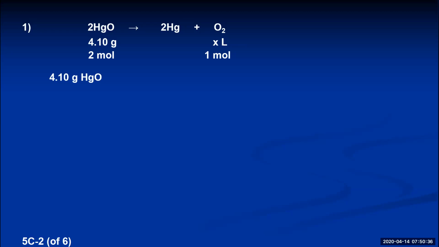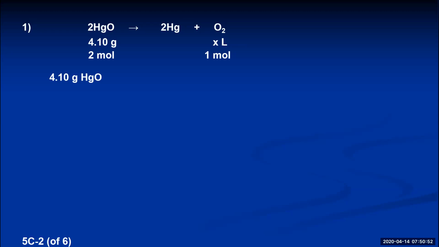The molar mass of mercury(II) oxide will be the sum of 1 mole of mercury, 200.6 grams per mole, and 1 mole of oxygen, 16.00 grams per mole, giving 216.6 grams per mole.